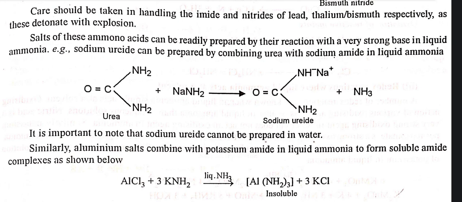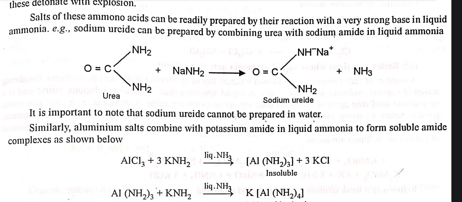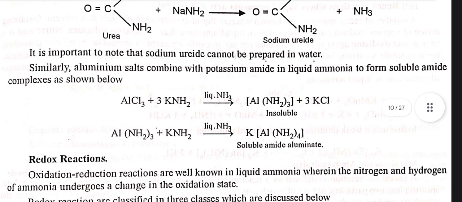Salts of these amides can be readily prepared by their reaction with a very strong base in liquid ammonia. For example, sodium uride can be prepared by combining urea with sodium amide in liquid ammonia. It is important to note that sodium uride cannot be prepared in water. Similarly, aluminum salts combine with potassium amide in liquid ammonia to form soluble amide complexes, as shown below.